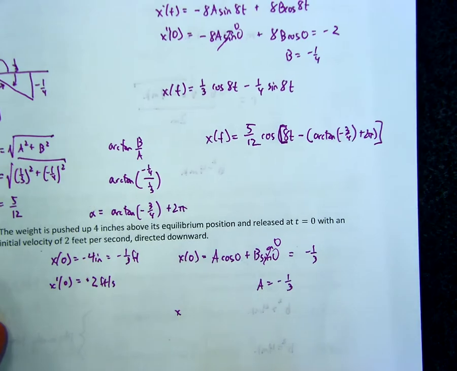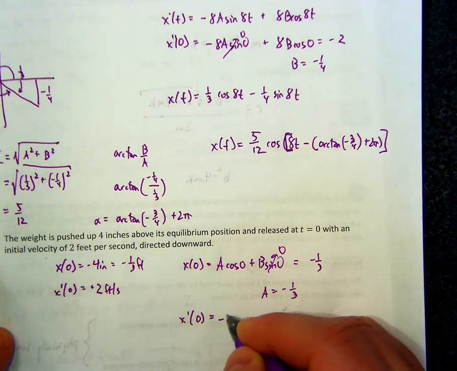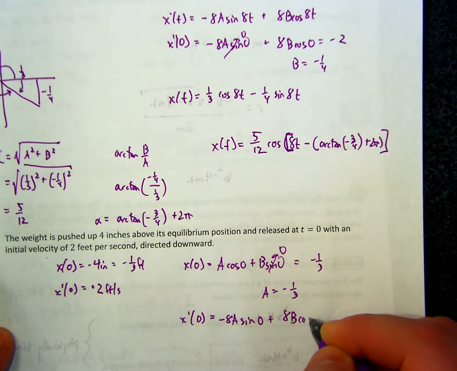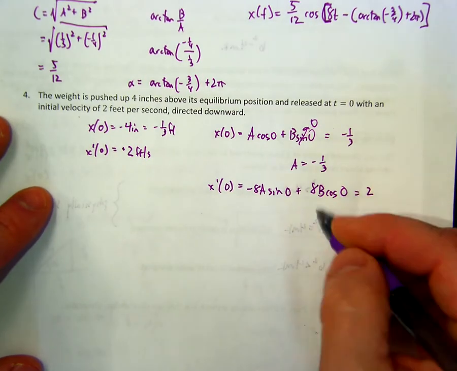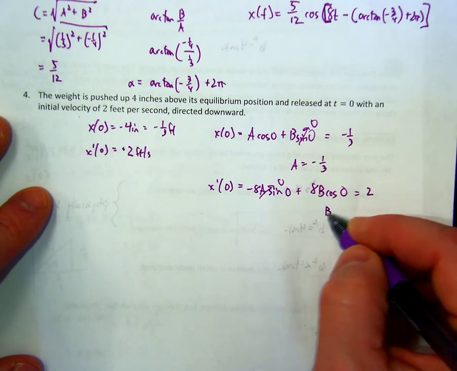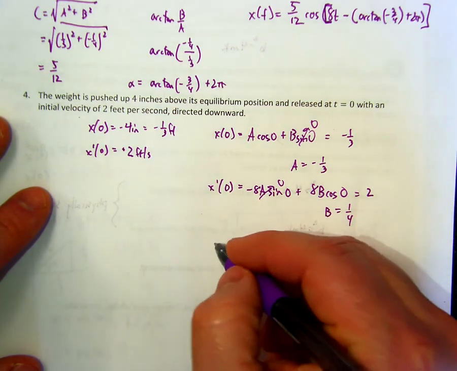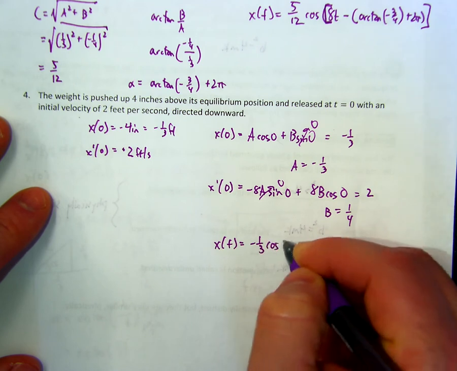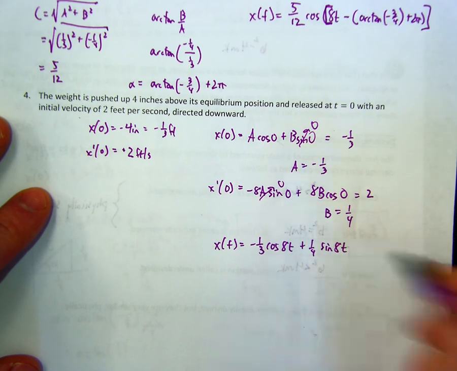And we've got our x prime above here. So x prime at 0 will be negative 8a sine of 0 plus 8b cosine of 0. And that should be positive 2. So this part is 0. Cosine of 0 is 1, so divide by 8, b is positive a fourth. So I guess we could write it here. We know the form is going to be negative 1/3 cosine of 8t plus 1/4 sine of 8t.